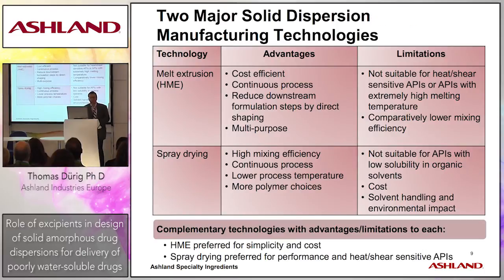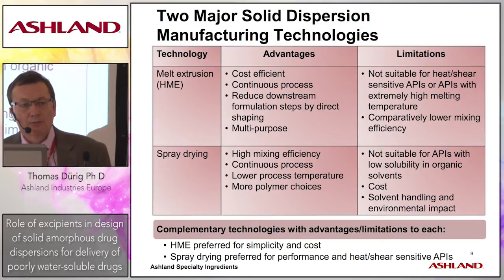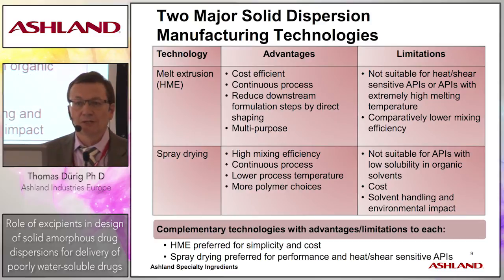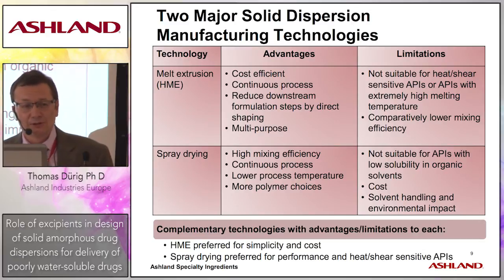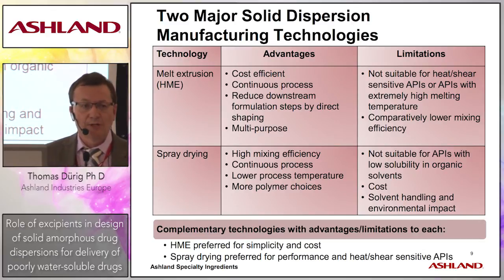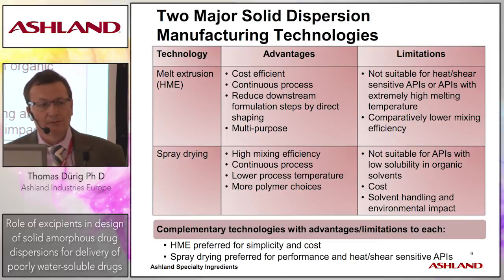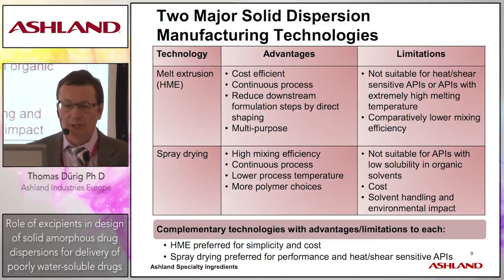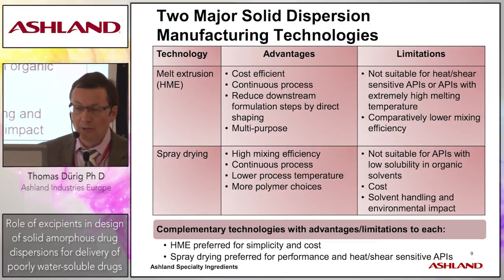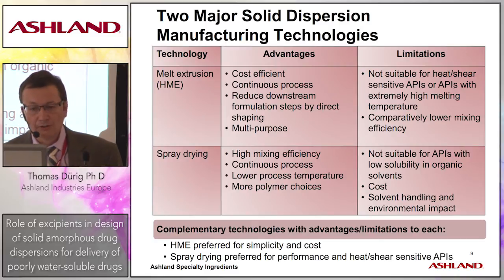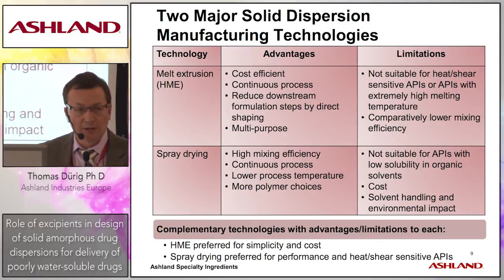When we think about what kind of manufacturing processes and technologies we would want to bring to bear, commercially, currently, there's really two processes that are most viable. There are many other ways in which you could conceive of making an amorphous dispersion, and there are one or two methods that are also used commercially, but by far the two most common ones would be hot melt extrusion and then also spray drying.